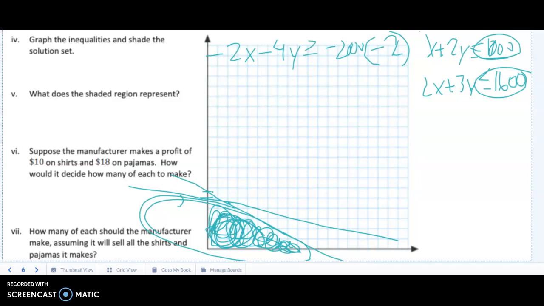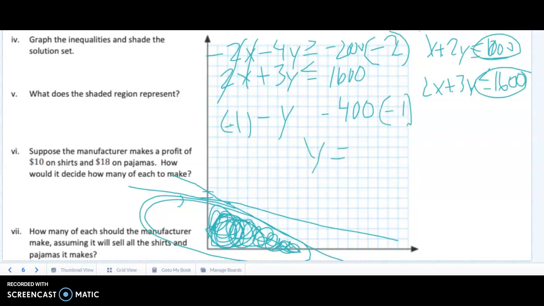So let's do it. Okay? Here's 2x plus 3y less than or equal to 1,600. Those cancel, leave me with negative y, and this would be a negative 400. Okay? Got to multiply through by negative 1. Negative 1. So y equals 400.